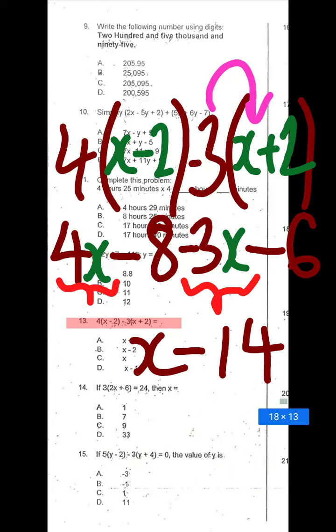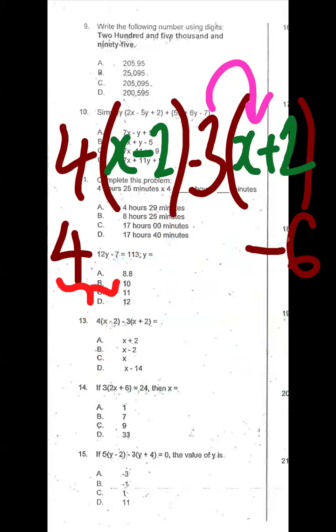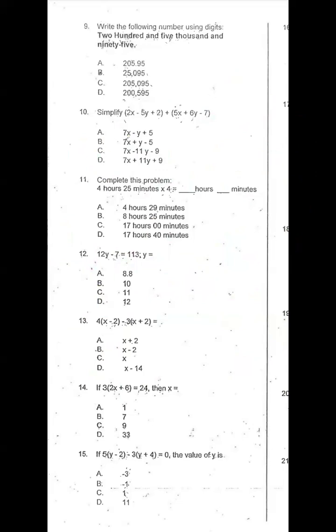So let us put that together. That's our answer for number 13. Oh, no, that's not what I was trying to do. I was trying to do that. So our answer is going to be x minus 14. So let's get rid of that and have a look at what the answer really is. So let's see. All right, so it's not x plus 2, x minus 2, or x. The answer is indeed x minus 14. So there we go. All right, so that takes care of that.